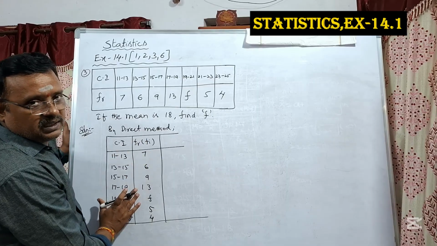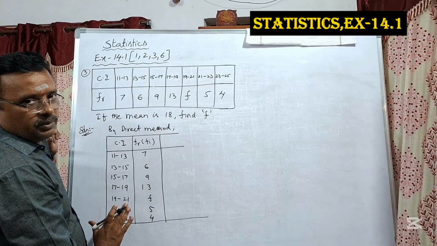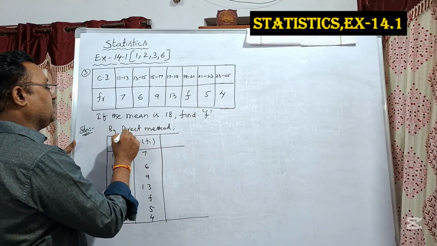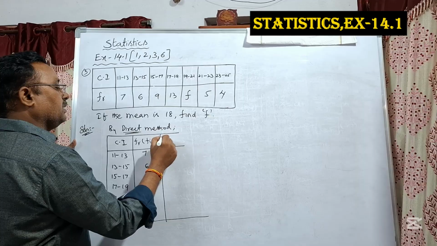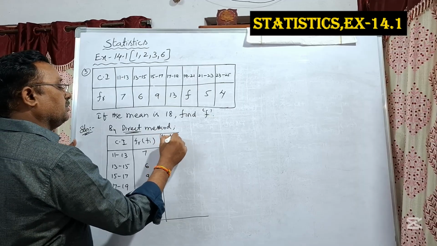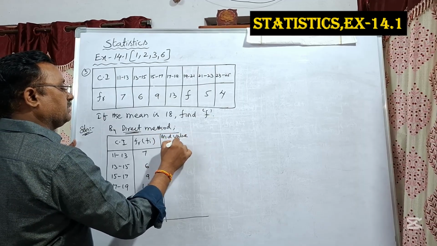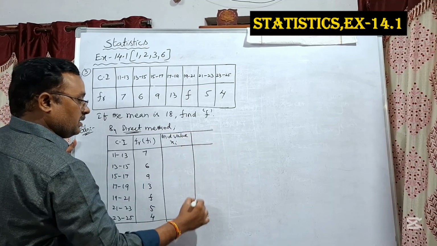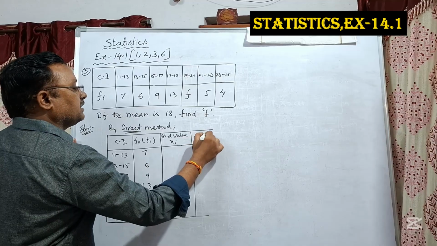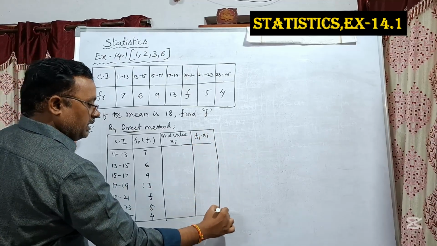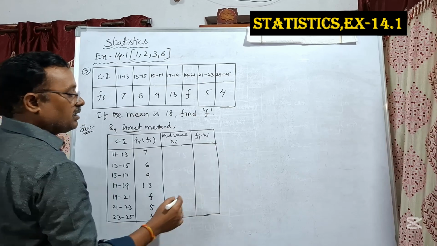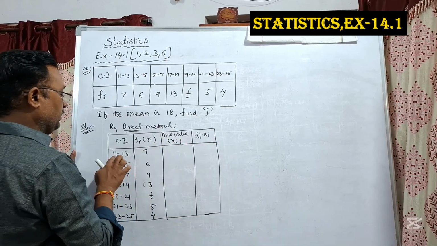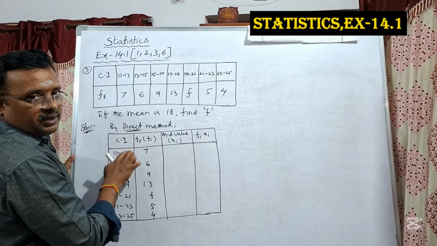Got it? This is the given grouped frequency distribution table. To apply this direct method, prepare the mid value column, xi, and then the fi into xi column. These are the 2 extra columns we need to prepare. So what is xi? It is the mid value of the class interval, that is, their average.